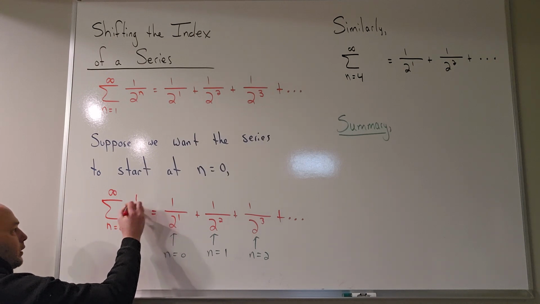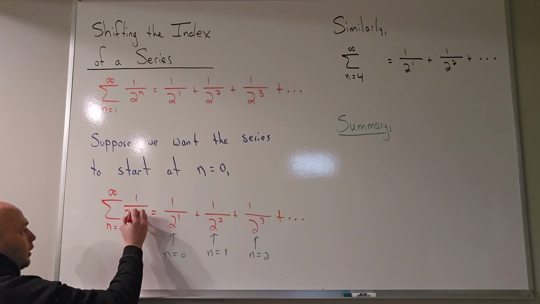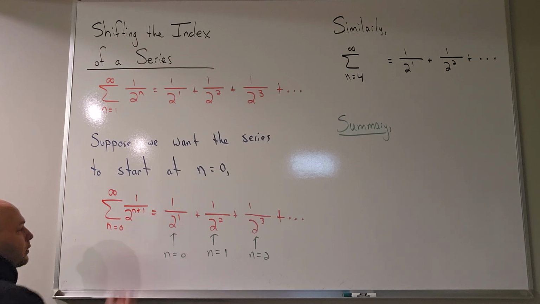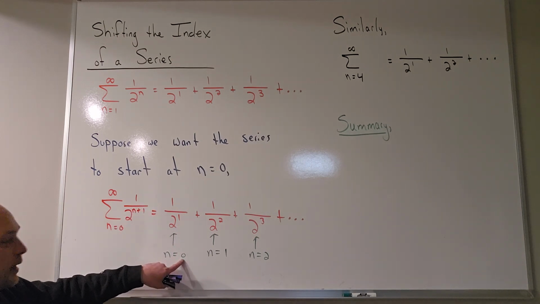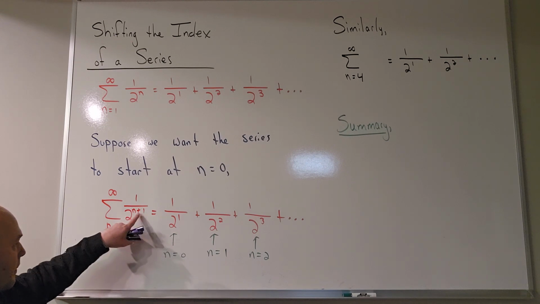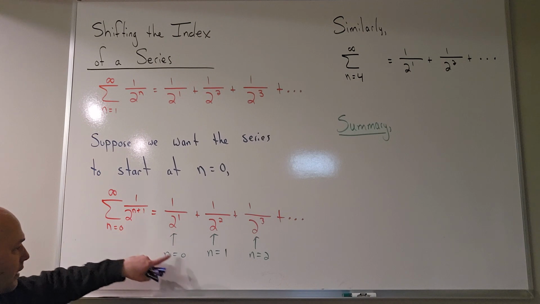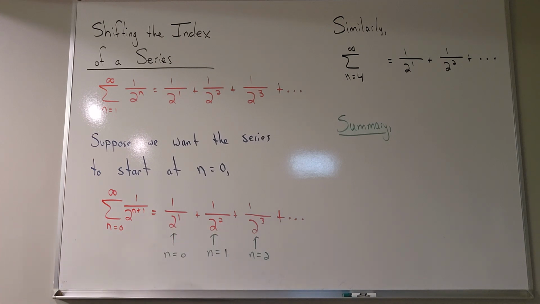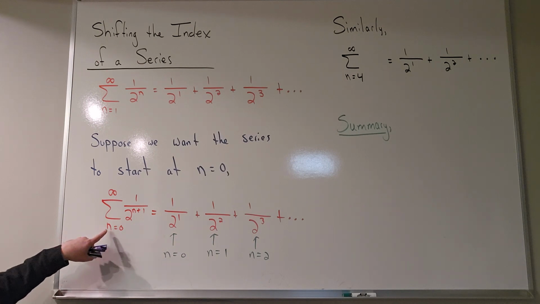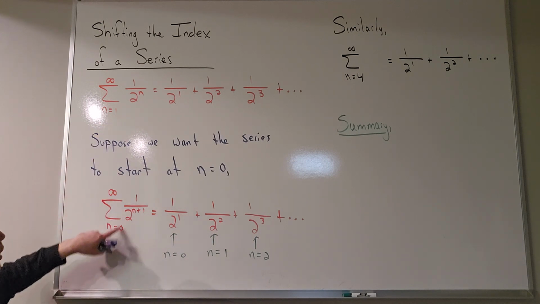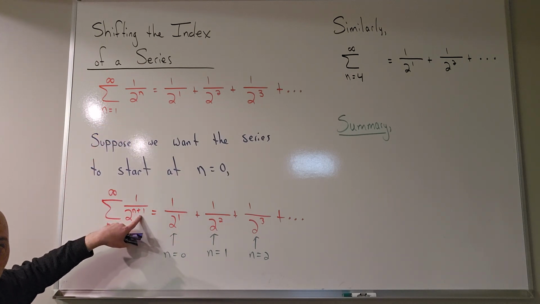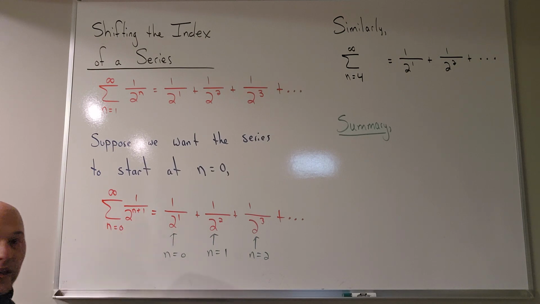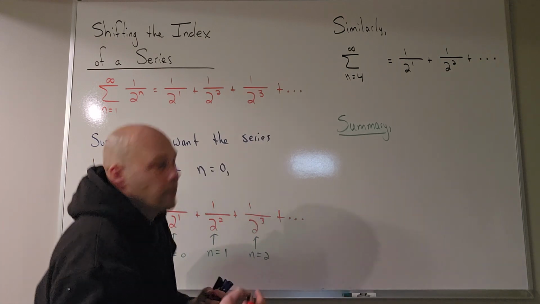1 over 2 to the n plus 1. If the number I'm plugging in is 1 less than the exponent, then the exponent has to be n plus 1, right? So if I plug in 0, I get a 1; 1, I get a 2, and so on and so forth. So if I want to change it from 1 to 0, I replace n with n plus 1. We'll summarize this all in the end, but let's go to this next example.